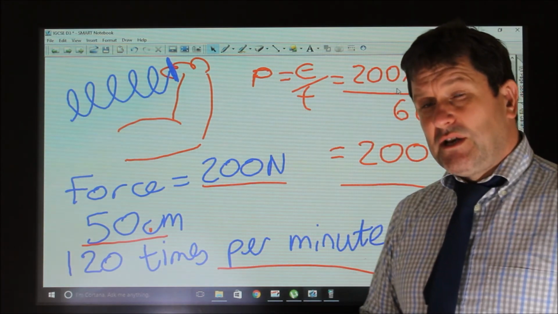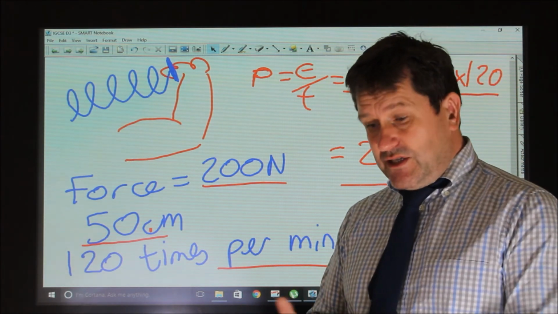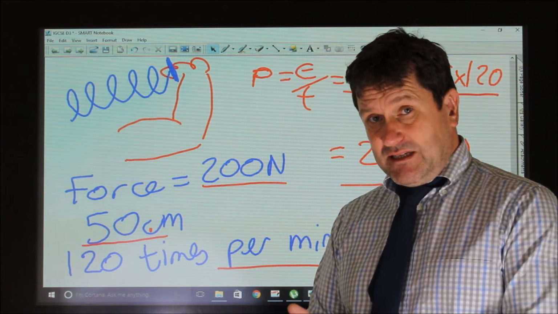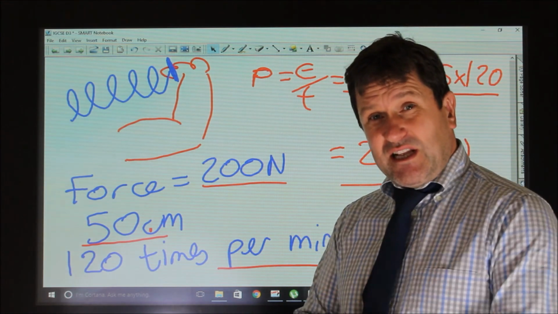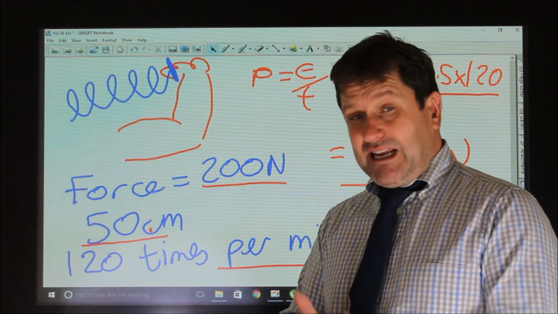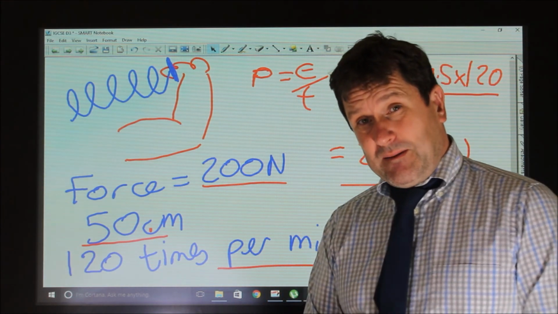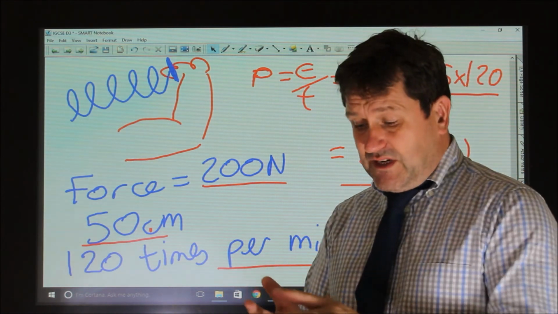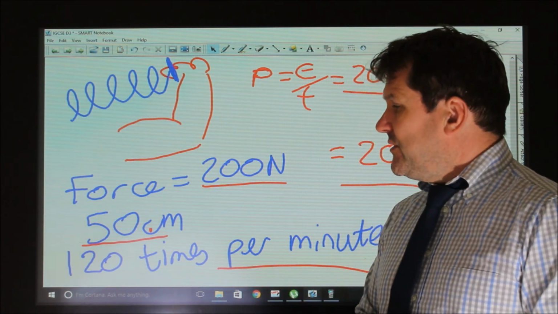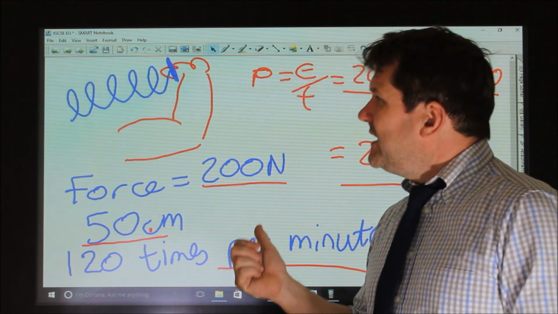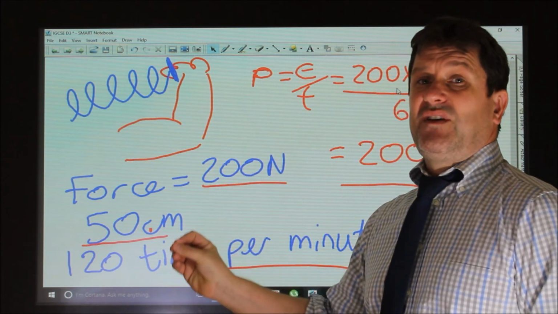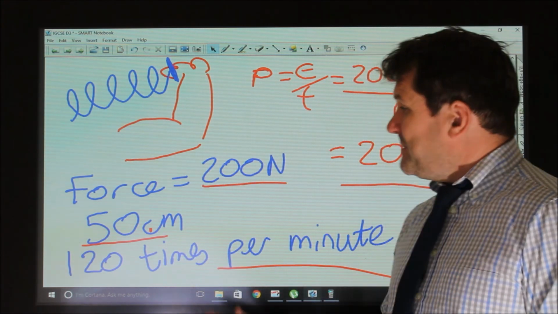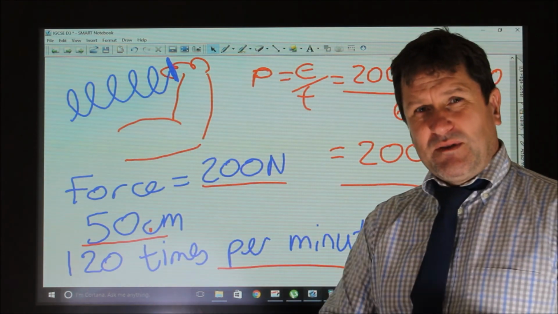It's important you can relate the three energy equations: work done, force times distance; gravitational potential energy, mgh; and kinetic energy, a half mv squared. Once you've been able to relate all of those, you then need to be able to think about power in terms of the energy transferred per unit time. And that is an example of something you might be asked to do.